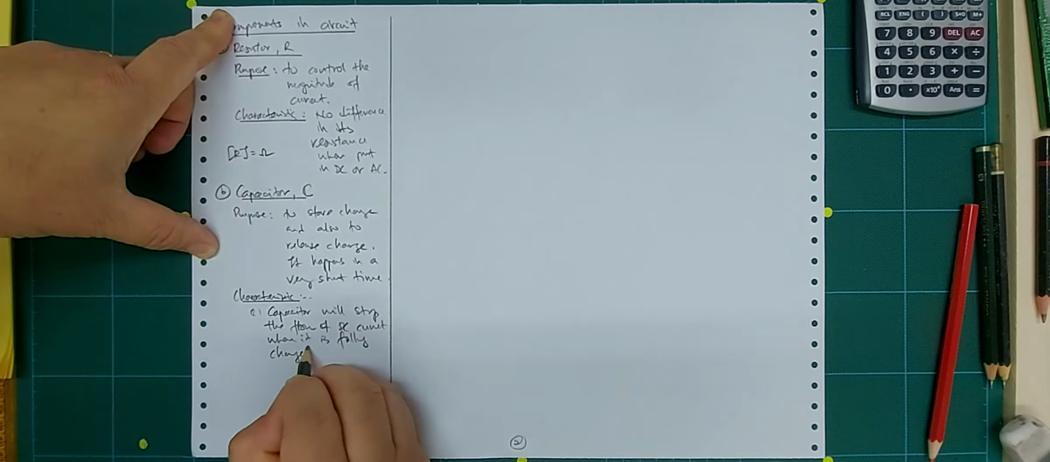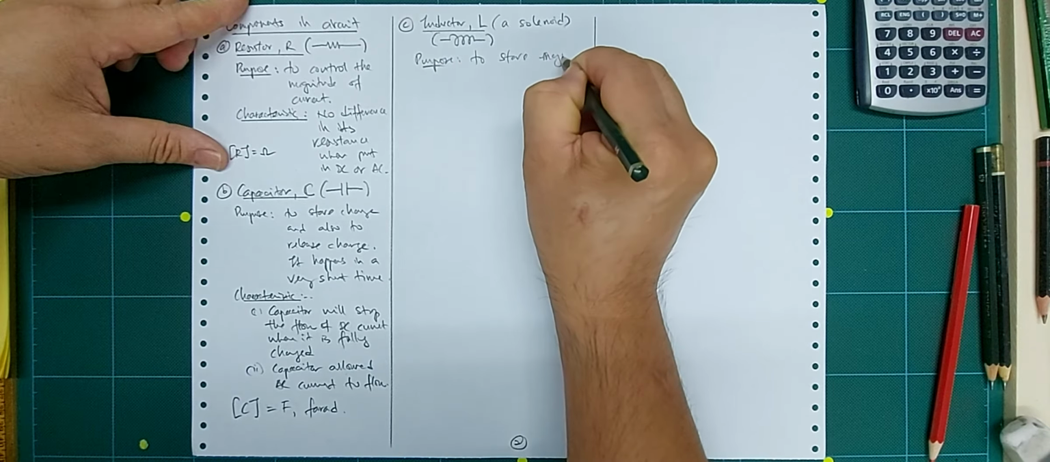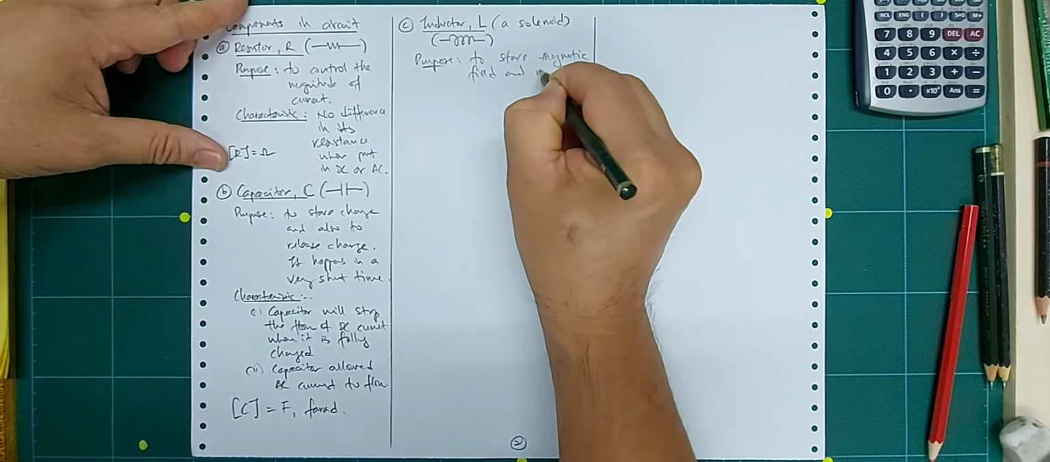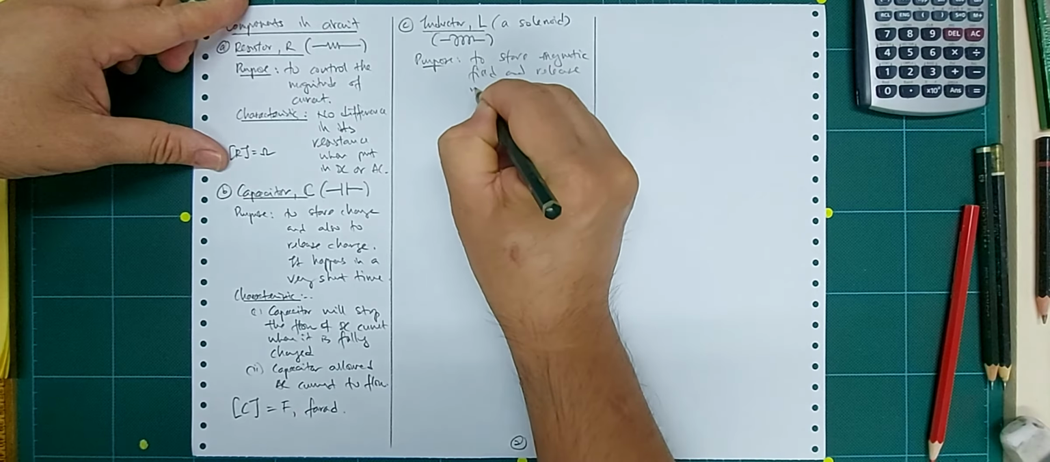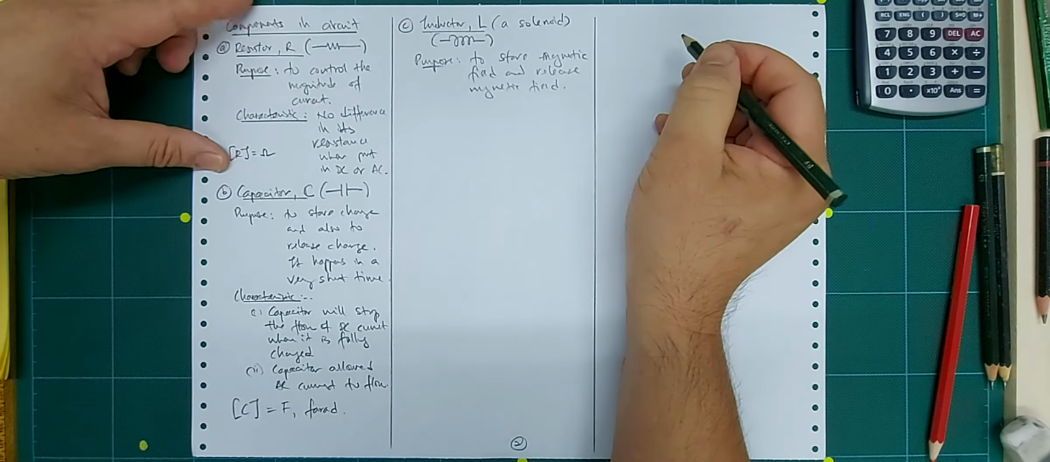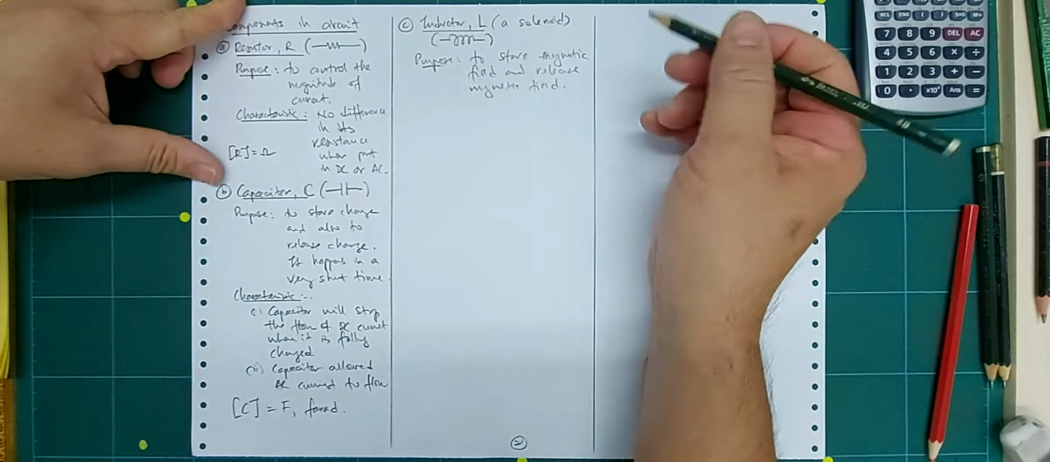Now we look at the purpose of the inductor. This one is to store magnetic field and release magnetic field. Store magnetic field and also release magnetic field. So that is what the inductor is doing.